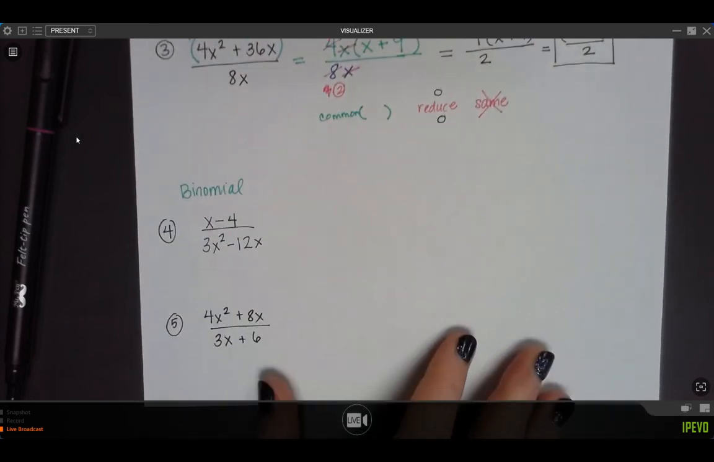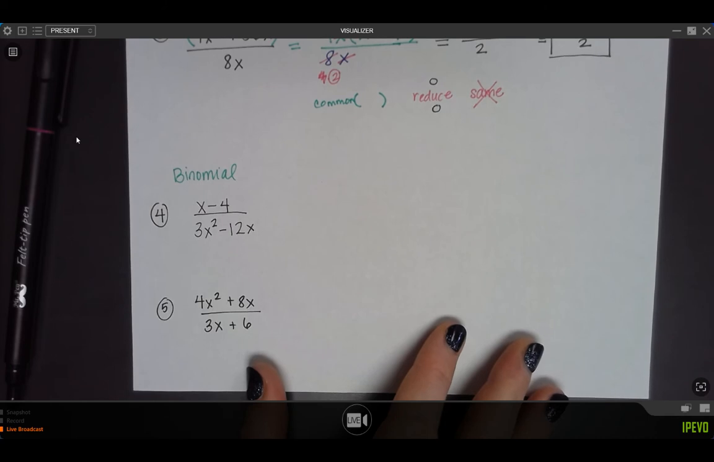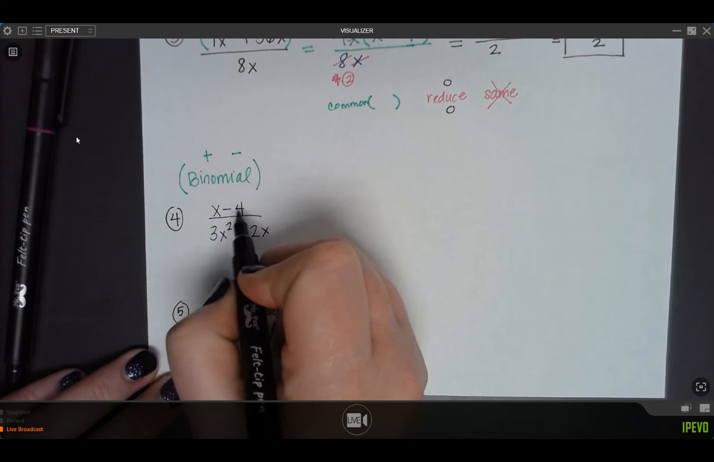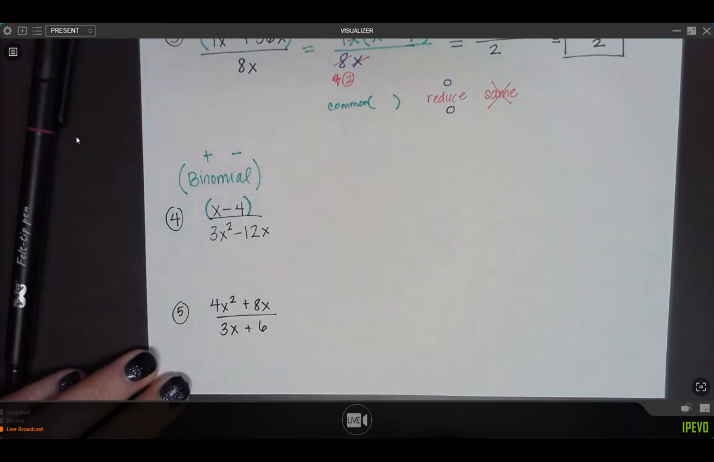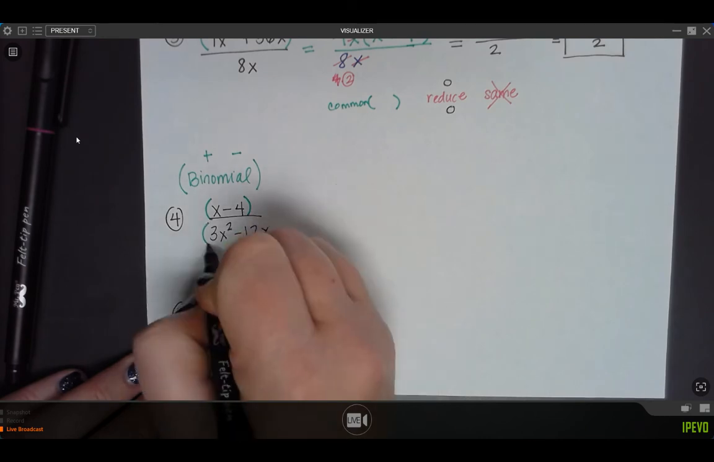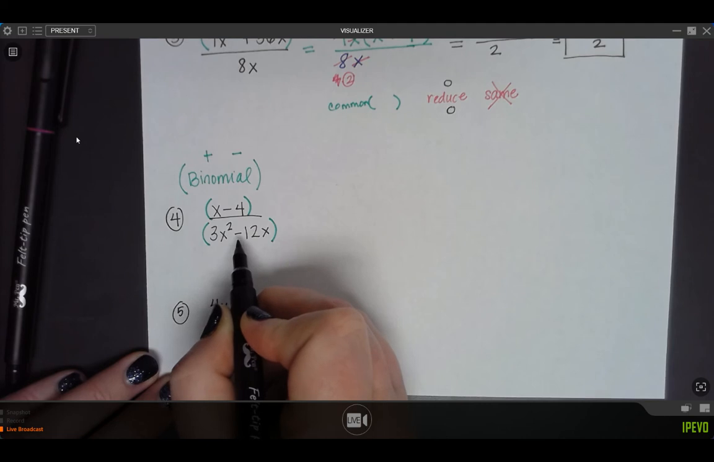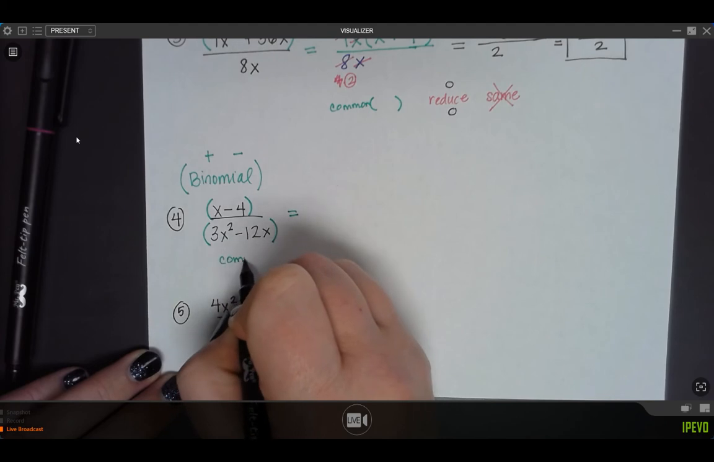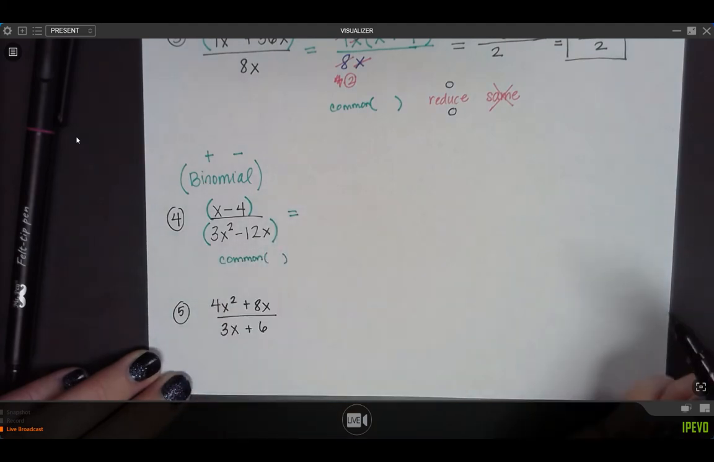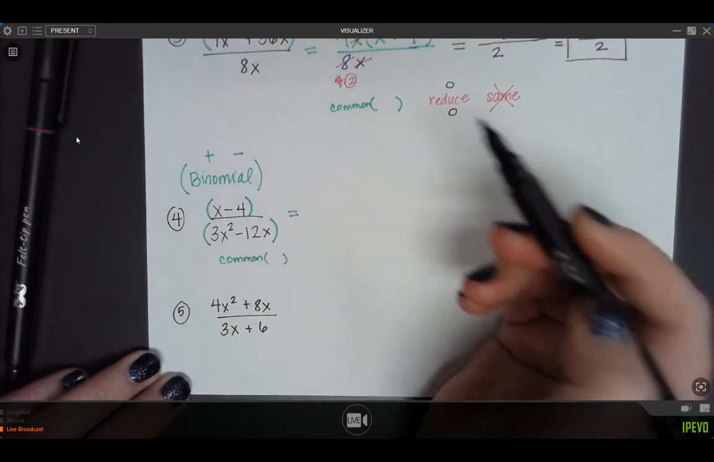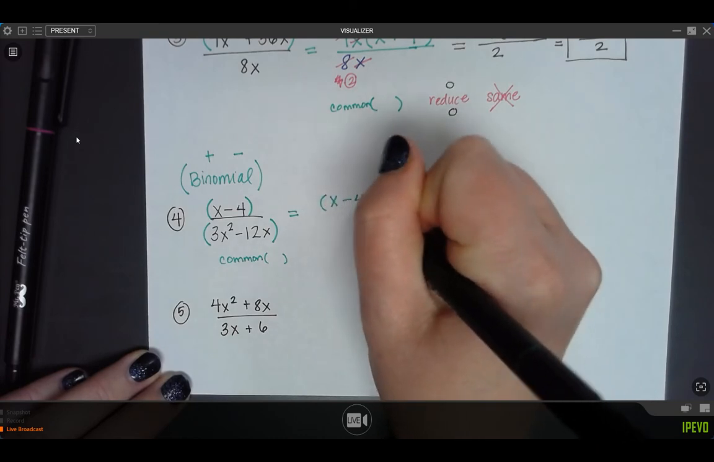Next up are just my binomials. So remember, a binomial are friends. They either have a plus sign or a minus sign, and I want to put them in parentheses. X minus 4. So x and 4 are best friends, held together by a minus sign. Then I have 3x squared minus 12x. So these are friends, held together by a subtraction sign. So what I want to do now is look for what do they have in common inside those parentheses. X minus 4. Well, x and 4 have nothing in common, so I'm just going to leave x minus 4 alone on the top of the fraction.